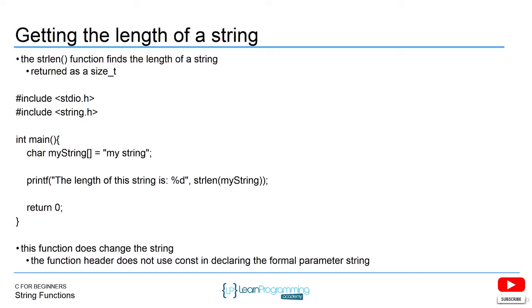This function does not change the string, so the function header uses const in declaring the formal parameter string. If you were to go and look at string.h inside usr include in your directory, you would see that it's defined as a constant.